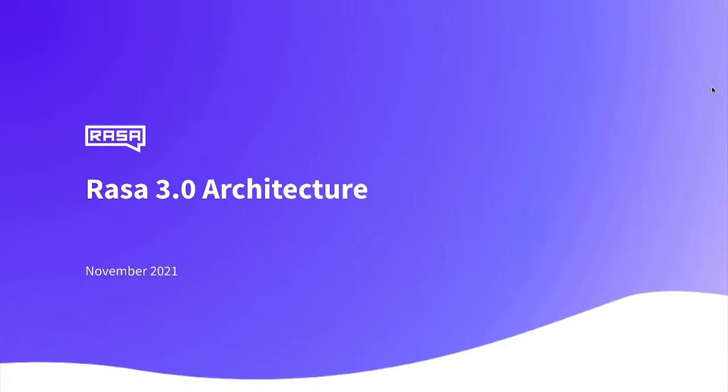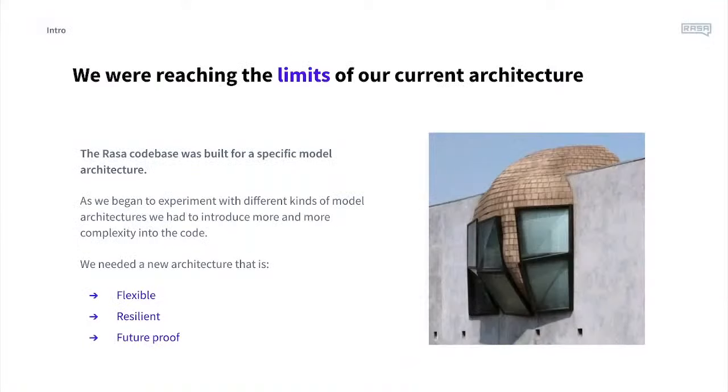Hello, I'm going to be talking about the new Rasa 3.0 architecture. Let's begin by discussing the motivation behind doing this change now. Rasa was initially built with a very specific model architecture in mind. But as we've grown as a framework, a company, and a community, the kinds of models we want to build with Rasa have outgrown this initial approach. As we tried to accommodate more and more different kinds of models and components, we had to introduce more and more complexity into the code base. And once your abstraction no longer matches your problem, it's time to find a new abstraction. We need an architecture that was flexible enough to handle different kinds of models we know about now, but also resilient and flexible enough to handle what may come in the future.